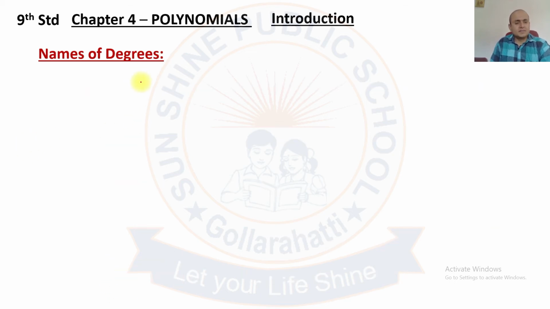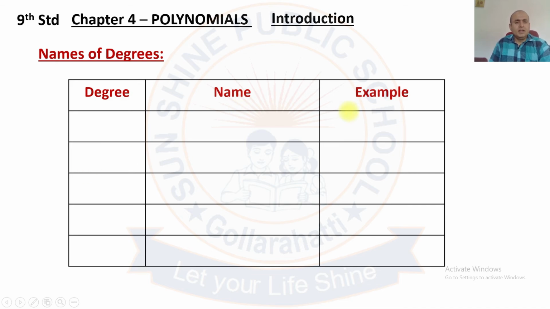Names of degrees. Let us see the names of degrees with examples. What are the names given for the degrees? That is 0 degree. You got 0 degree, that is constant. It's called a constant and examples are 4 or 5 or 6. You can write anything. This is called a constant. Second is with 1 degree, we will name it linear degree. Example is x minus 3. Here the degree of x, or the exponent of x, is 1.